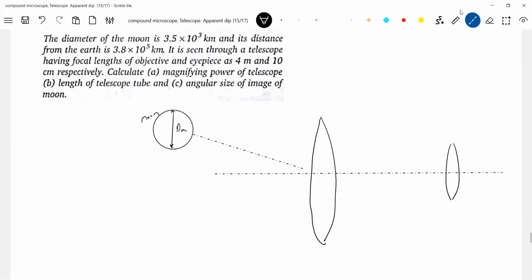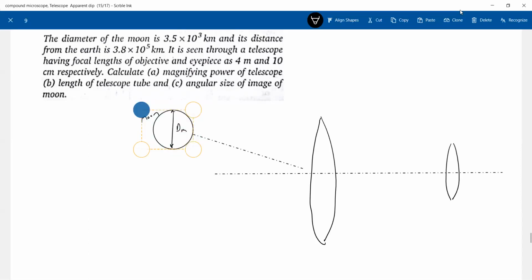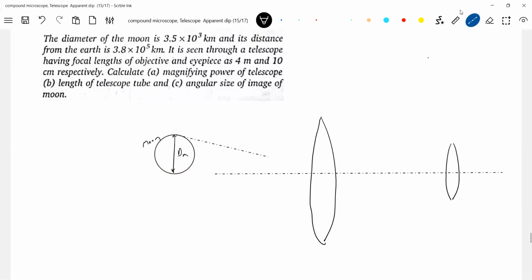How to calculate that? Don't go for ray diagram. Don't stress on ray diagram. Just have a basic thing. What is that one? The angle subtended by it. The final image will be formed. The final image formed, so the angular size of the image of the moon, that's what it's asking. And there's the length of the tube.